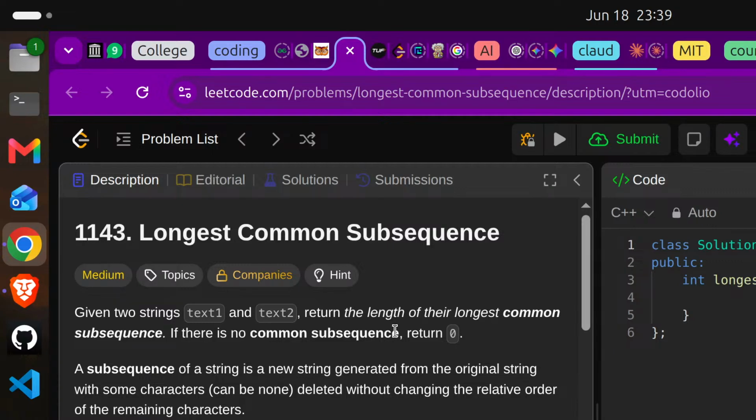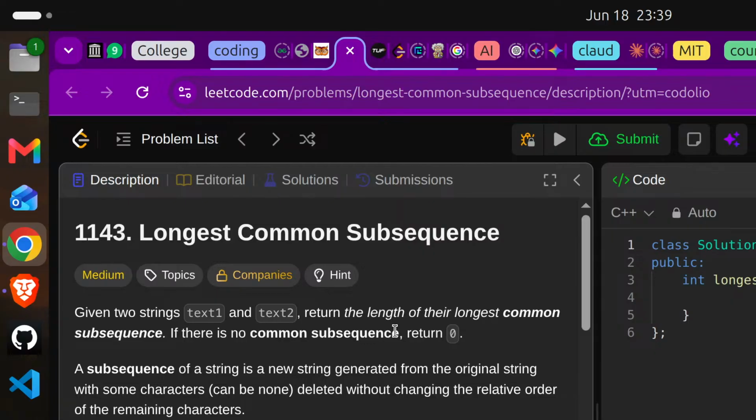Yeah. It will give us TLE, so we will use DP in that case. Right, guys? We will use memorization. TLE is the problem. How can we use the memorization in this case?